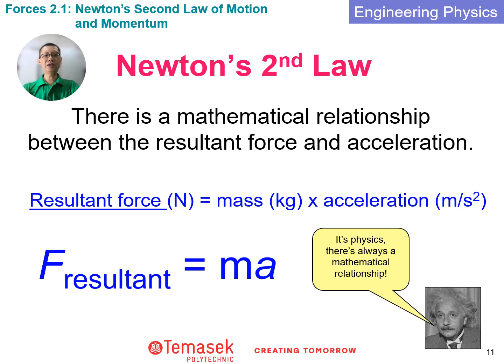Newton's second law can be expressed as a mathematical relationship where F resultant equals ma. Here, F resultant is in newtons, mass in kilograms, and acceleration in meters per second squared.